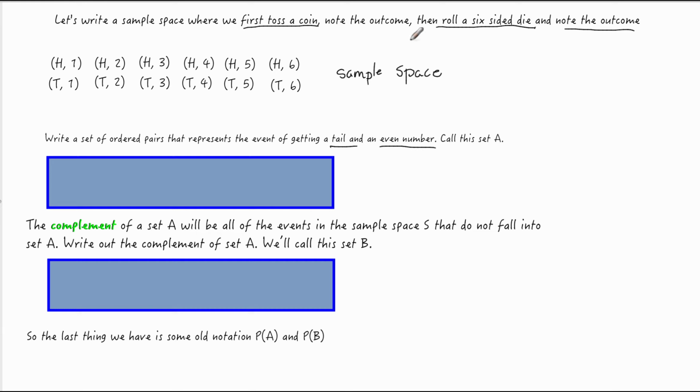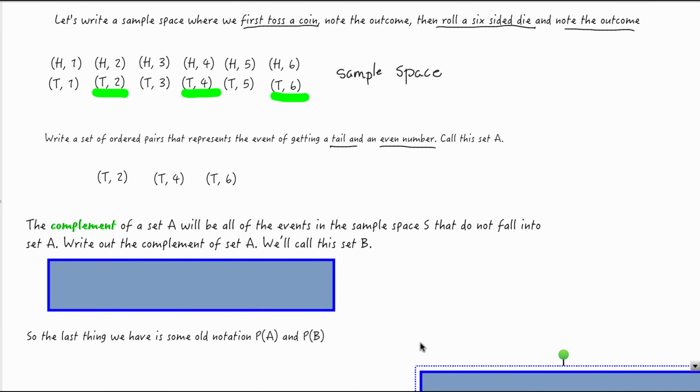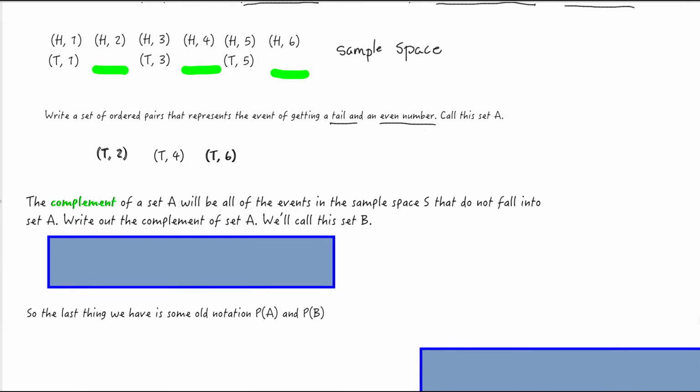All right, so if I come up here, well, the first row is totally out because all that's heads. So here's a tail with an even number, here's a tail with an even number, and here's a tail with an even number. Okay, that was easy.